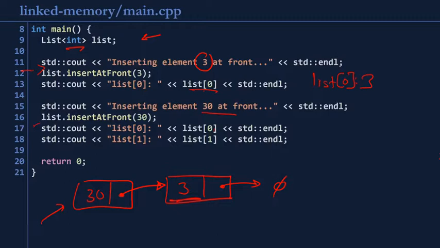So list of 0 after this insert is going to be the first element on the list, which is 30. And then list of 1 is going to be 3. We expect to insert 3, then print out 3. Expect to insert 30, then print out 30, then print out 3 again. Let's see if this works.